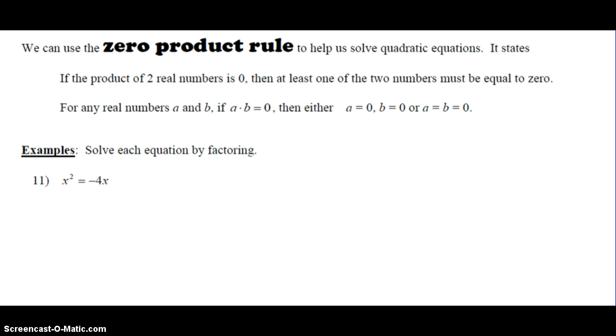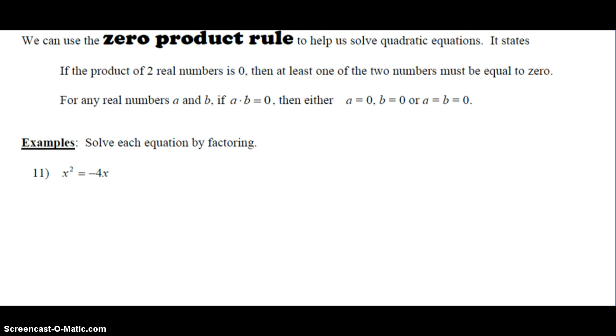All this says is that if the product of two real numbers is 0, then one of those two numbers has to be equal to 0. So if we're multiplying A and B, and A times B equals 0, then either A has to be 0 or B has to be 0. We're going to use this zero product rule to solve the following examples. Pause the video and try these out.